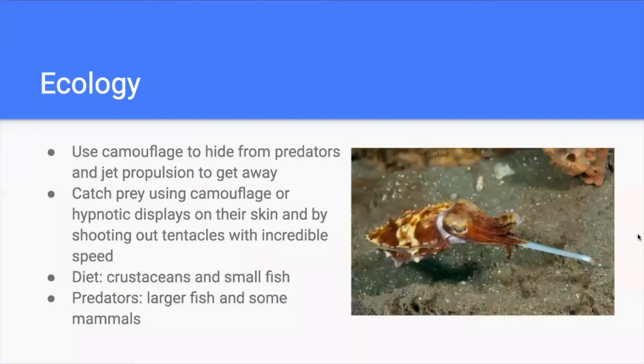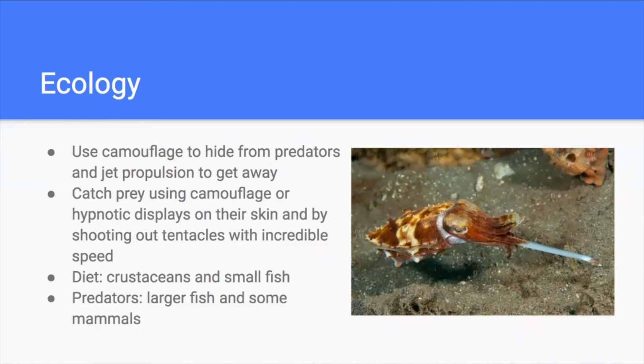For their ecology, they use their camouflage to hide from predators and to blend in to their surroundings, as well as jet propulsion to get away. And how they catch prey is they use camouflage to either sneak up on their prey or hypnotic displays using their skin, so they can actually hypnotize their prey and disarm it enough where they can then catch it.